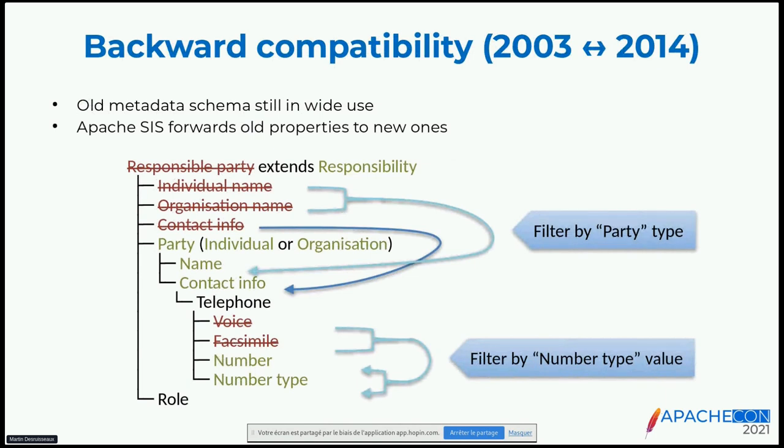Apache SIS manages backward compatibility because the standard metadata has been revised 7 years ago, but the old one is still in wide use, especially regarding how we describe who created the data, who maintains the data. There was quite a significant change. So Apache SIS takes care of it: when we invoke a method from the old standard, it forwards automatically to the new method. So the developer, the user, doesn't need to care about whether they are using the old or the new version of the standard.